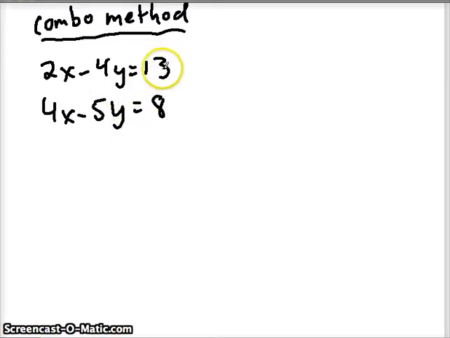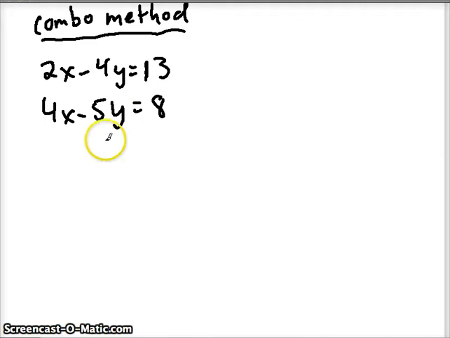Now, in these two equations, neither of the coefficients of either variable, so the number in front of x or y, is 1. They're all greater than 1. So solving for a variable is going to be slightly trickier, especially if these numbers do not easily go into this bigger number right here. So in that case, it's always better to use what's called the combo method.